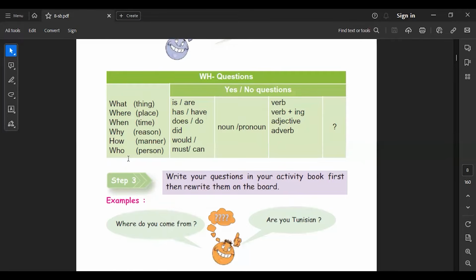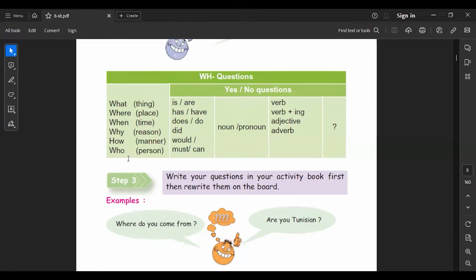That's why we call them WH, and the others we call yes or no. You can understand that yes or no questions have yes or no in their answer. So if someone asks me a question, I answer with yes or no. And we are going to see some examples, of course.